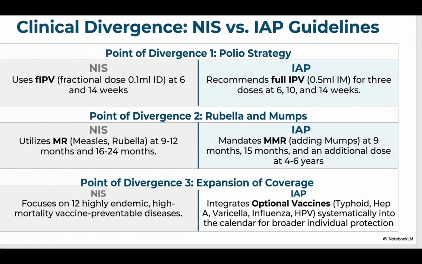There is some divergence between NIS and IAP guidelines. Fractional IPV is given at 6 and 14 weeks in NIS, and IAP recommends IM doses 0.5 ml at 6, 10 and 14 weeks. Similarly, IAP recommends MMR instead of MR and gives a dose at 4 to 6 years also. And IAP also integrates the optional vaccines which are not included at all in the government program, National Immunization Program.